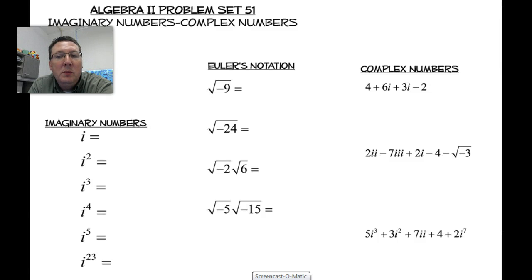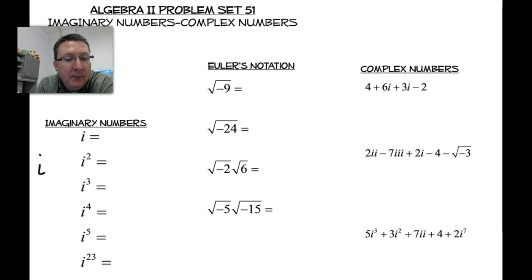Hi guys, welcome to problem set 51, and today in this lesson we're going to look at two main topics. I have three things here on the board, but they're kind of all connected. We're going to look at imaginary numbers and complex numbers, and then we have something called Euler's notation, and that involves the imaginary numbers. But we're going to start here with imaginary numbers, and we have this imaginary number i.